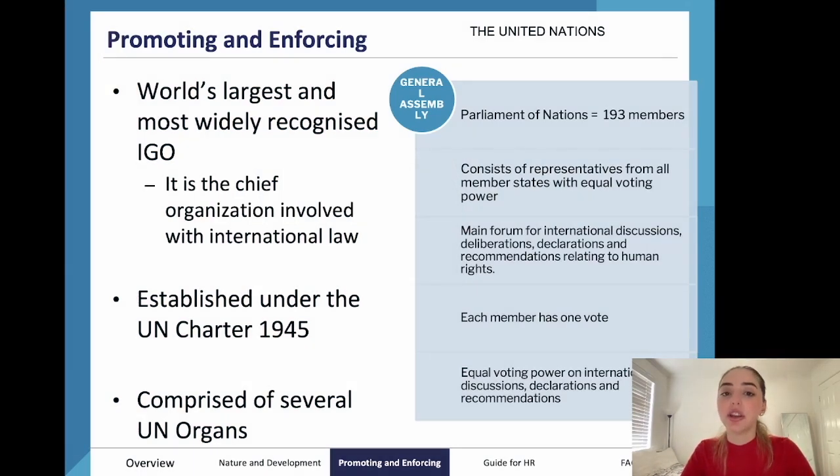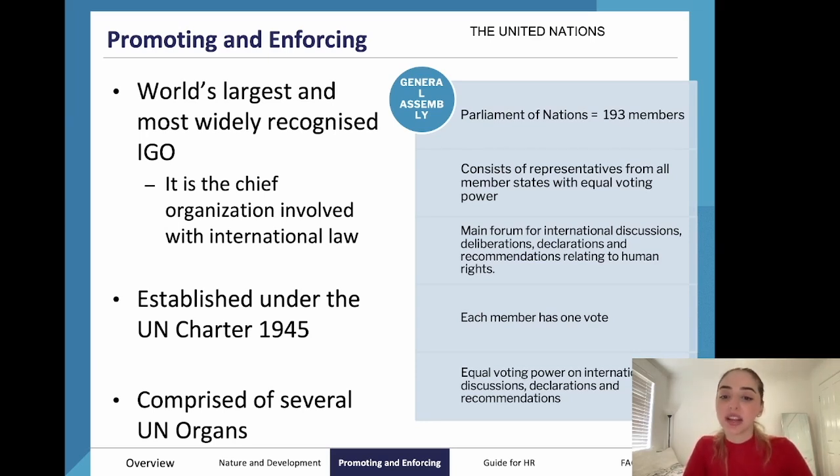Okay, so the United Nations now. The United Nations is the world's largest and most widely recognized intergovernmental organization, not to be confused with an NGO, a non-governmental organization. Remember, it's an IGO, meaning intergovernmental, different governments are coming together to work together. It is a chief organization involved with international law, as we kind of have figured out by now.